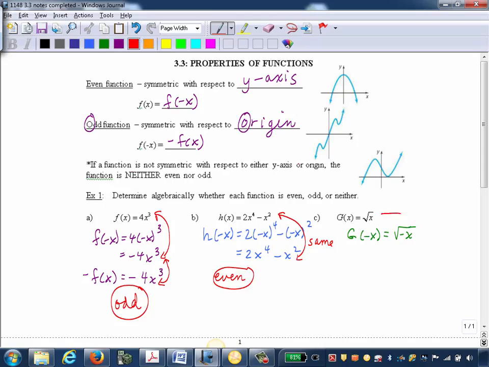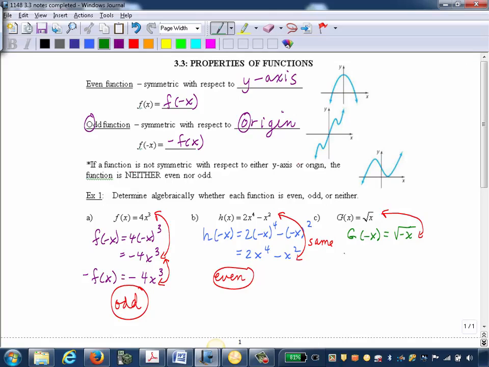So now if I compare g of x, which is the square root of x, to g of negative x, which is the square root of negative x, I can see these are not equivalent. So that tells me this function is not even. Now I'll check if the function is odd.